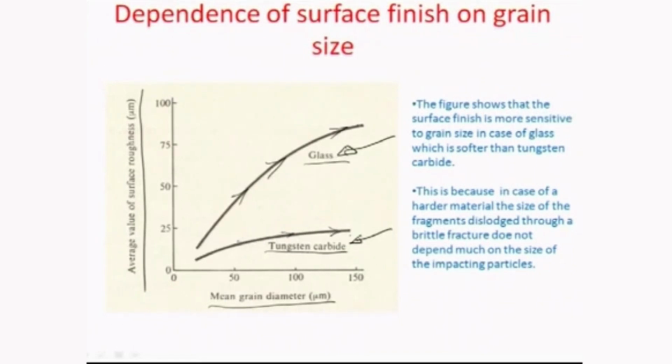for obvious reasons: a brittle material would be more amenable to brittle fracture, and greater chunks of material would come out and in turn form larger craters, and because of the larger craters the overall average roughness of the surface would be higher.